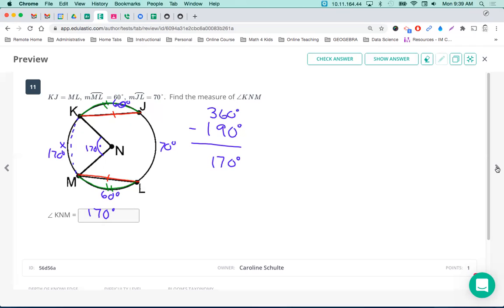So again, the key there is that you have two chords that are equal in length, which makes the arcs also equal in measure. In this case, we use the degree measure because that's what we're going to need for the angle.